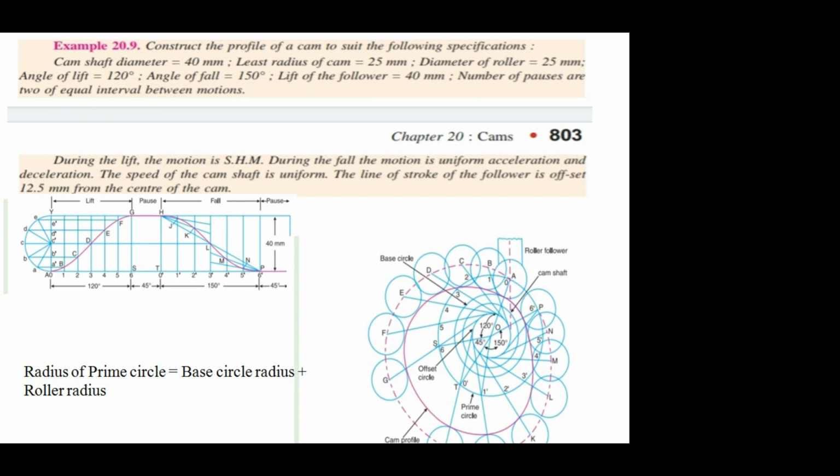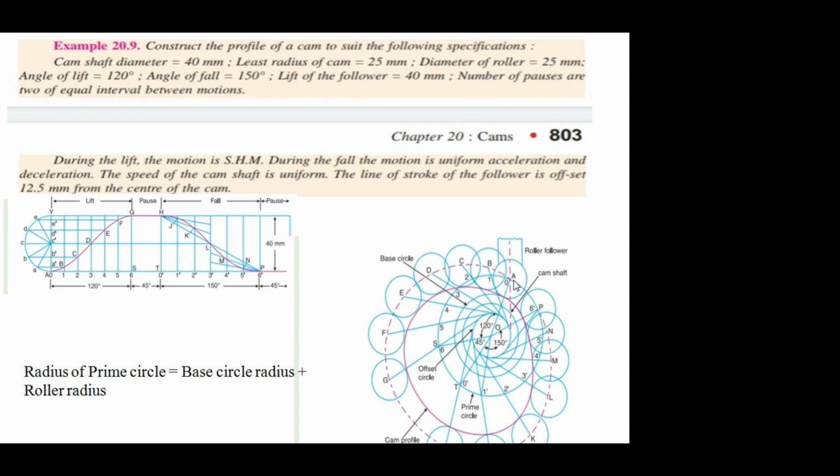Here also in theta R, mark the distance 0 dash H from the prime circle on the first tangent, then 1 dash J on the second tangent. Likewise you mark the distances on these tangents from the displacement diagram. Now all these points represent the centers of the roller.